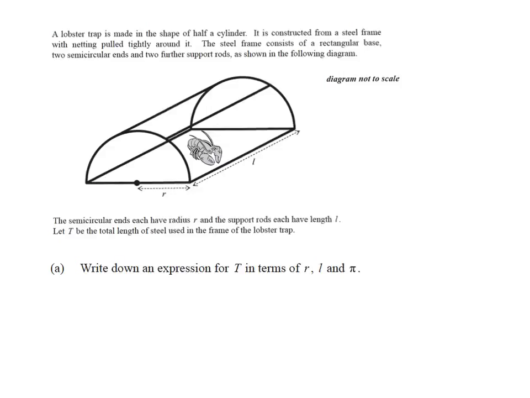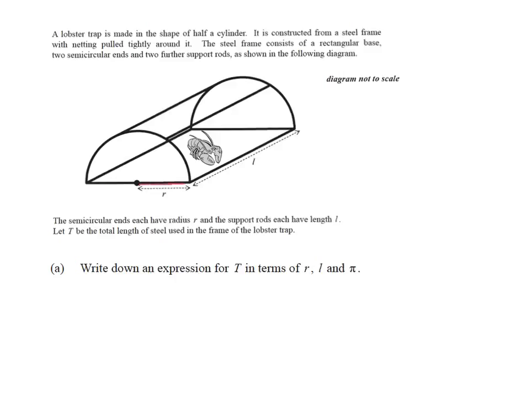In part A, we're just asked to write down an expression for T in terms of R, L, and pi. When it says in terms of, it just means that in our answer we're going to have R, L, and pi. It's not going to be a direct one value. It's going to be a term with R's, L's, and pi's, and maybe some numbers in it, and that's totally okay.